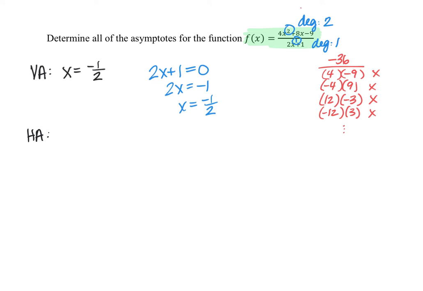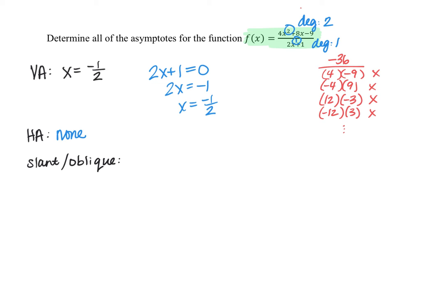And when that happens, we do not have any horizontal asymptotes. So I'll write none. When the numerator degree is larger than the denominator's degree, we are not going to have a horizontal asymptote. And then we'll move on to a slant asymptote, which is sometimes referred to as an oblique asymptote. Those are interchangeable.